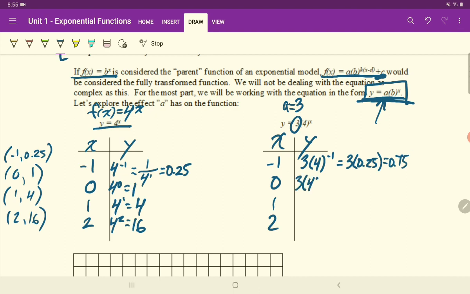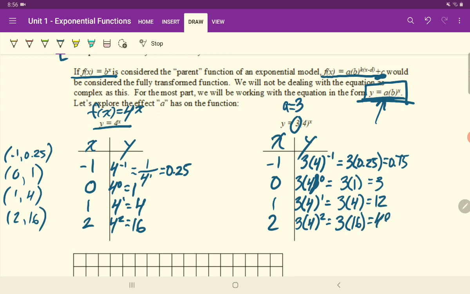3 times 4 to the 0, which is really just 3 times 1. And then 3 times 4 to the 1 is really just 3 times 4. And then 3 times 4 squared is 3 times 16, which is 48. Now let me write out these coordinates so that we have them.